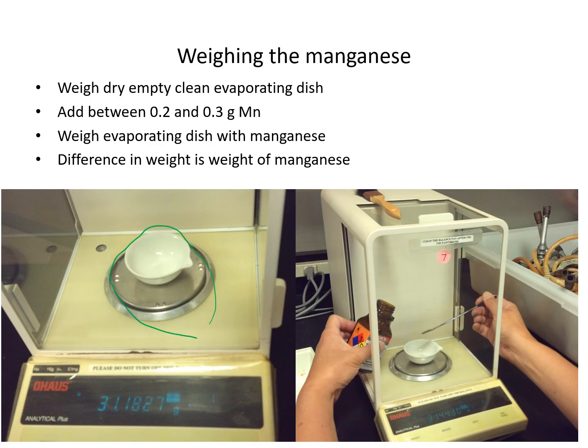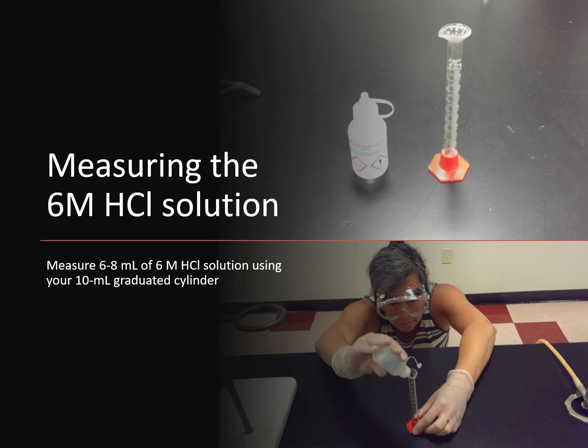So here, basically after I zeroed it, you weigh your clean evaporating dish. And here, after you add in your manganese, you can see here what the mass is. And that difference between these two will give you the weight of your manganese. When you measure your 6 molar hydrochloric acid solution, you have your graduated cylinder, and this doesn't have to be precise, even though a 10 milliliter graduated cylinder can measure volumes up to 1/100th of a milliliter. You'll want between 6 and 8 milliliters of 6 molar hydrochloric acid.